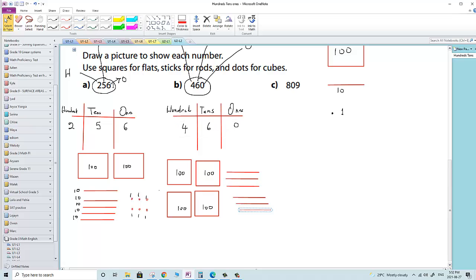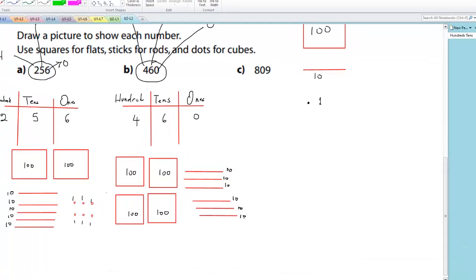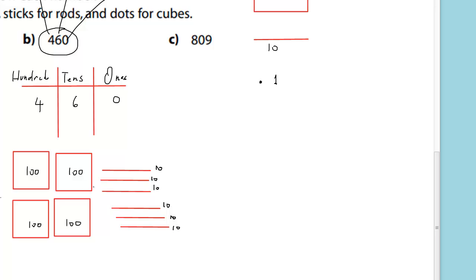Do I have ones? No. So no dots. I don't see any dots here. Each stick represents 10. I have 6 of them because of 6 tens, and 4 squares for 400, and no dots. I cannot draw any dots because I don't have any ones.